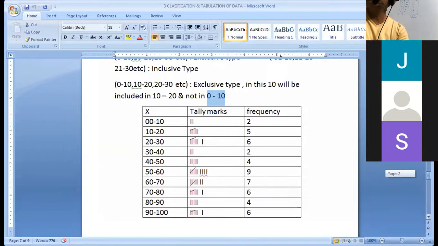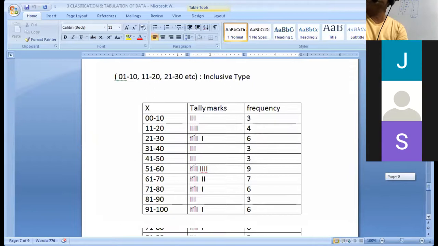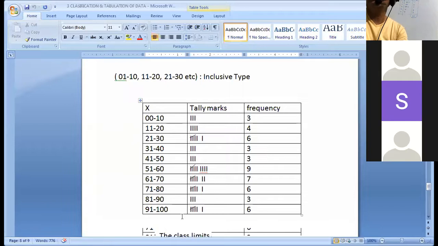So suppose it is taken like this, then it is clearly mentioned that 10 will be included in 10 to 20 and not in 0 to 10, because it becomes confusing where to include 10. If you include it here, it is also allowed because certain error is allowed in statistics. There is no hard and fast rule. If it is this way, it becomes much easier, because 0 to 10, 11 to 20, so you know that 10 will be included here, not in this, and so on.